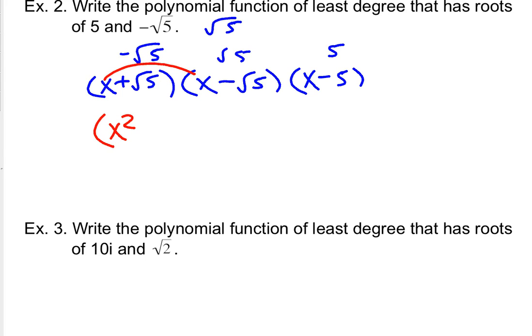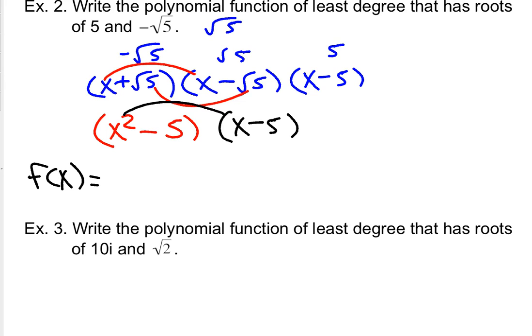Middles are going to cancel because these two things are conjugates. Root 5 times negative root 5 is negative 5. The square root of 25, but that's 5. Drop down the x minus 5. And then FOIL it out. Don't forget your f of x in front.